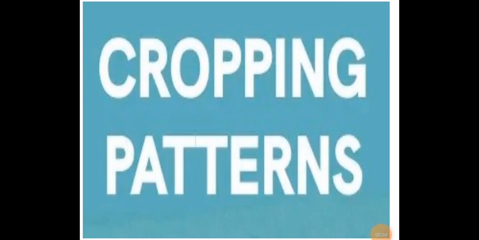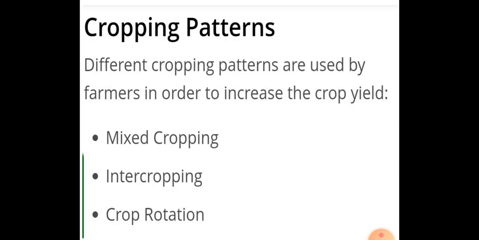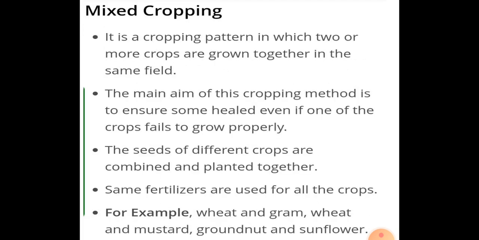Now students, in this lecture we will discuss the different cropping patterns which are used in the field in order to achieve good production of food. So let's discuss the different cropping patterns. The cropping patterns which are used by the farmers to increase the crop yield are mixed cropping, intercropping and crop rotation. These are the main three types of cropping patterns which are used by the farmer.